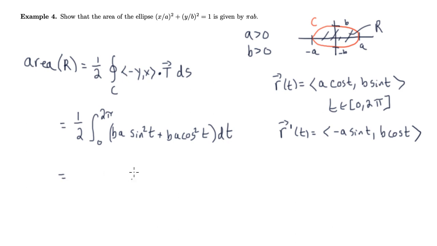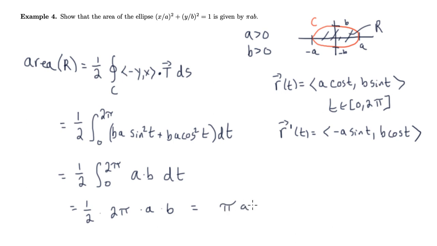Okay, but look how cool this is. So this is the integral from 0 to 2 pi. Sine squared plus cosine squared is 1, so what are we left with? b a, or a times b. All right, but then we're done. This is just 1/2 times 2 pi times a times b, so the 1/2 cancels with the 2. What are we left with? Pi a b as the area of an ellipse. That's the easiest way I know to derive the equation for the area of an ellipse.